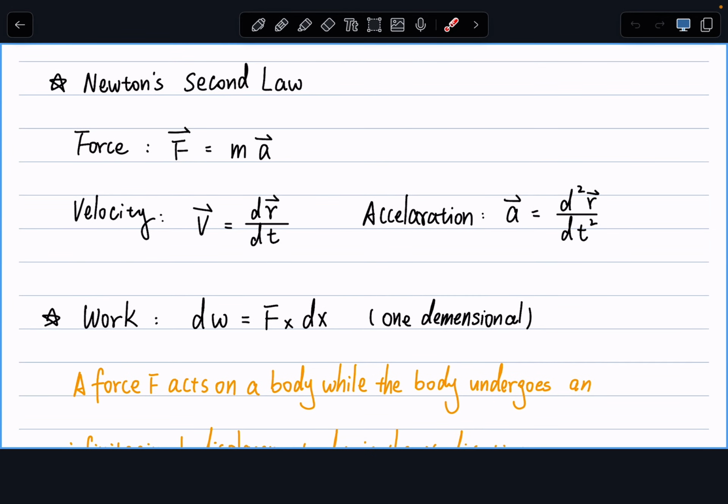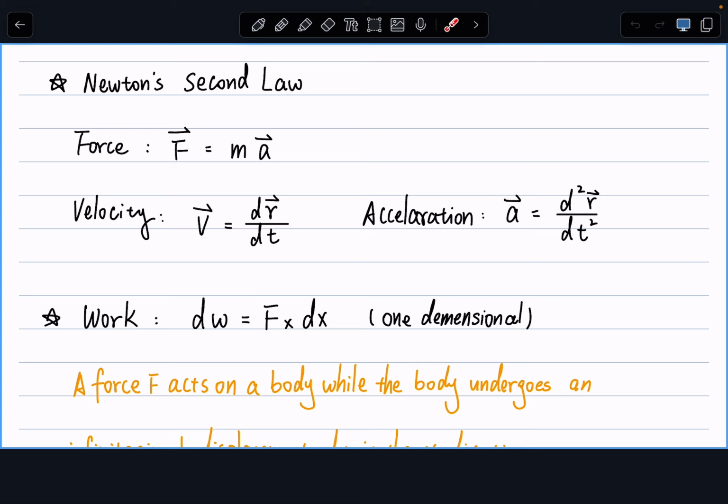We have several relationships that are fundamental in classical mechanics. We have force. So the force is a vector which equals mass times acceleration, where acceleration is defined as the second derivative of that movement along one direction over time, while velocity is the first derivative of that movement over time in that direction of interest.